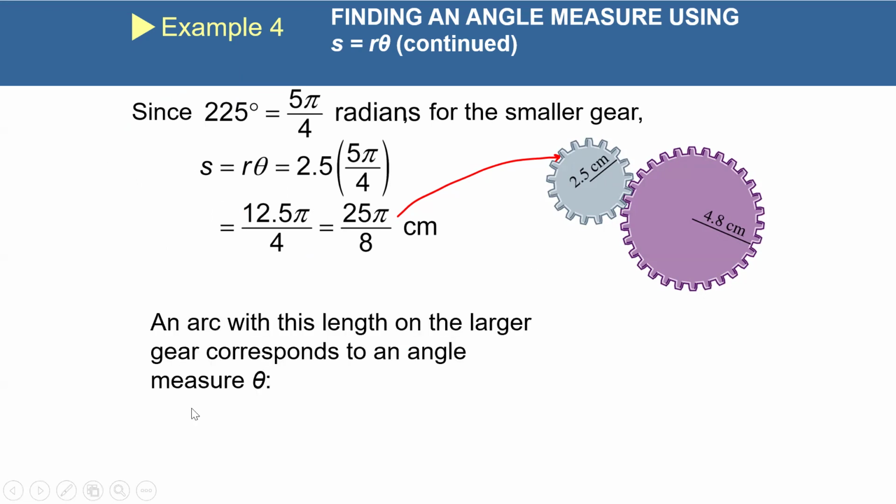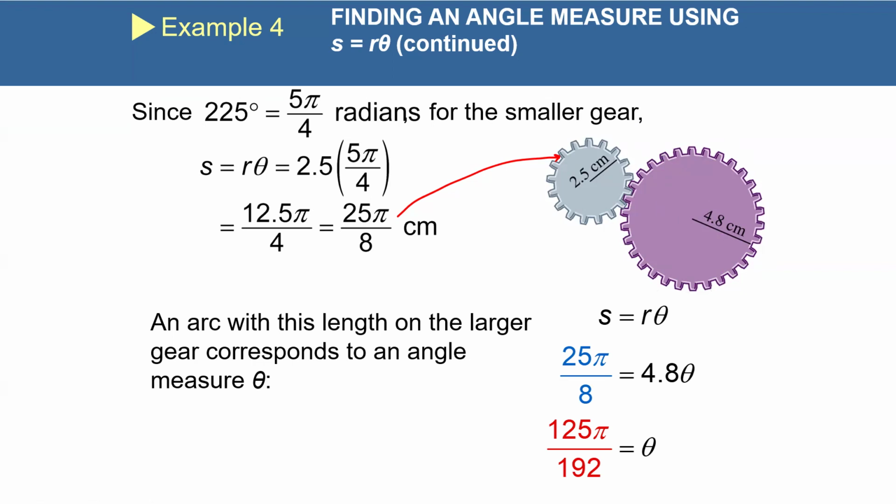All right, our next step. An arc with the length of the larger gear corresponds to an angle measure of a certain size. So this corresponds to the same thing, except now we have to find that angle.